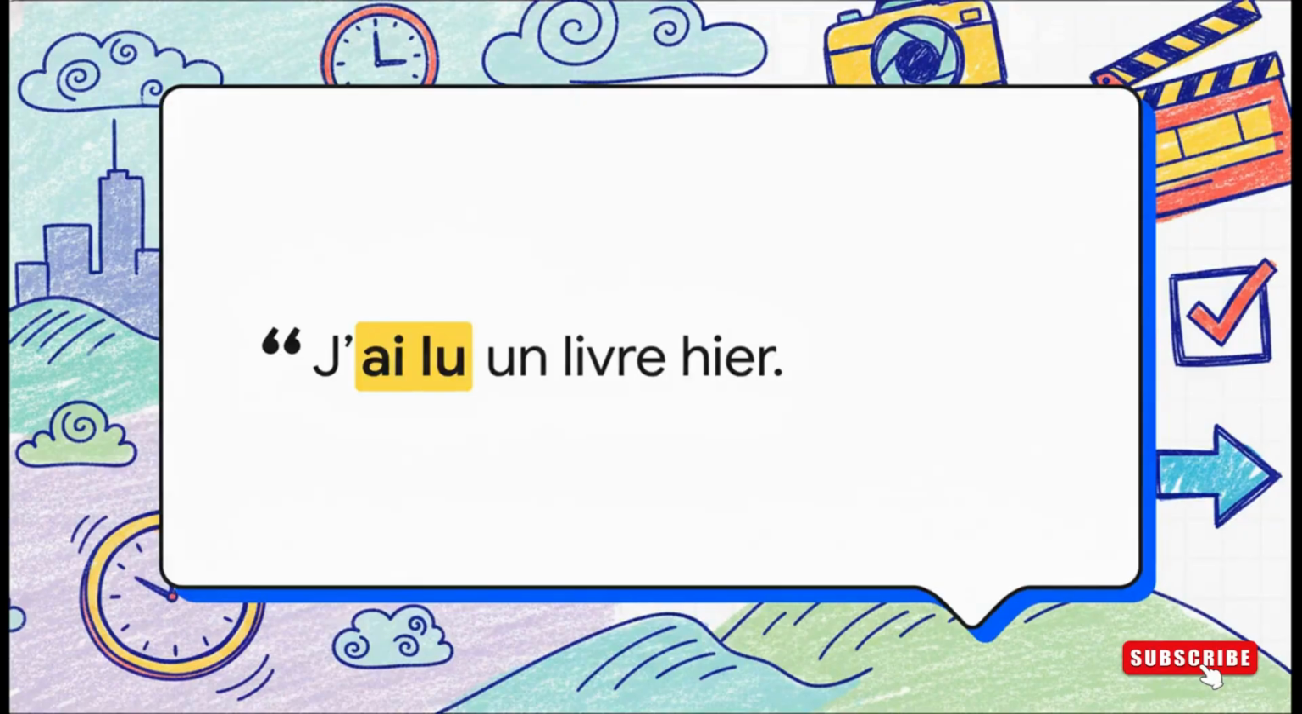Check out this example. J'ai lu un livre hier. I read a book yesterday. The action, reading the book, is specific. It happened yesterday. And here's the key. It's completed. You started it, you finished it. That event is like a neat little block that you've just placed on your story's timeline.